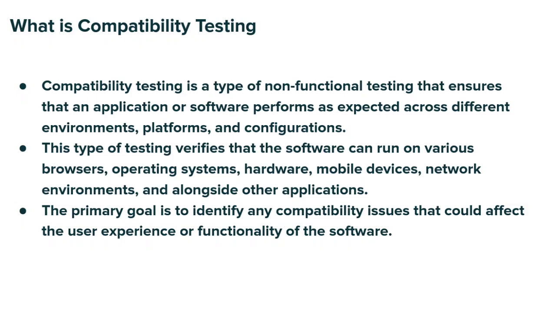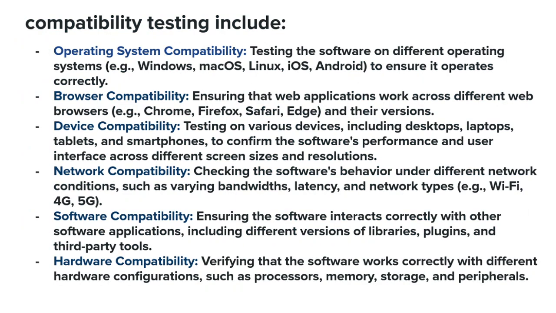The primary goal of compatibility testing is to identify the compatibility related issues that could affect the user experience or the functionality of the software. So it is mainly related to compatibility with different types of environments, software systems, hardware, mobile devices, network conditions, etc. So there can be different types of compatibility testing. We will see them one by one.